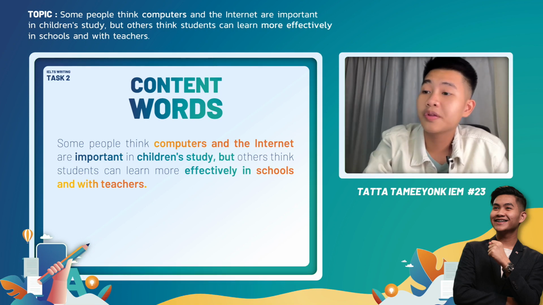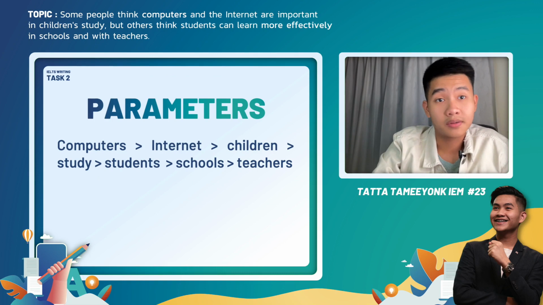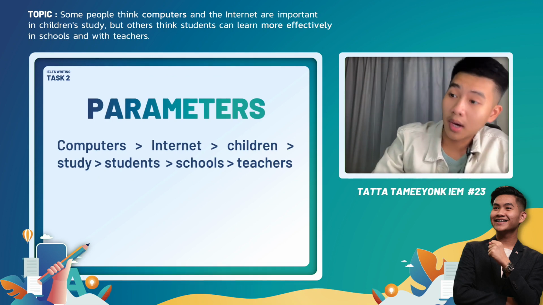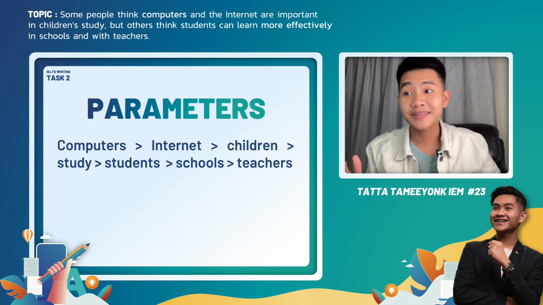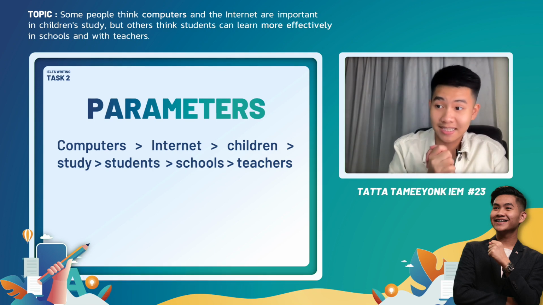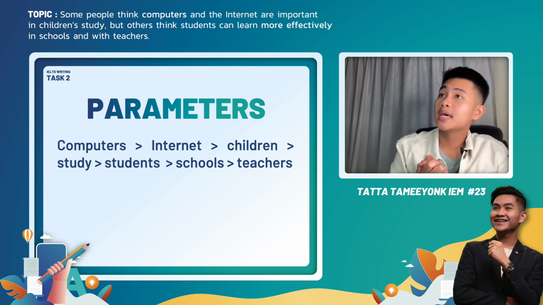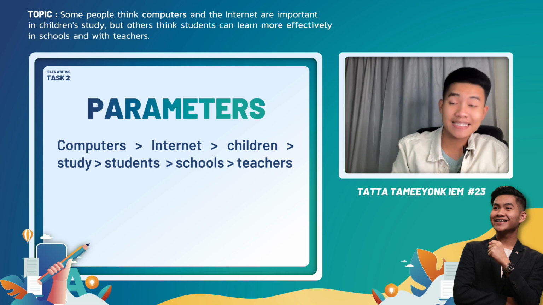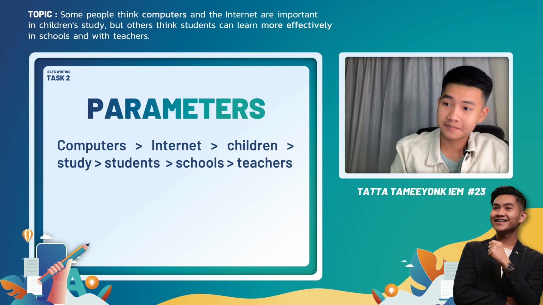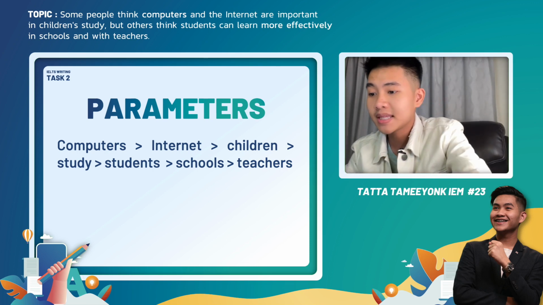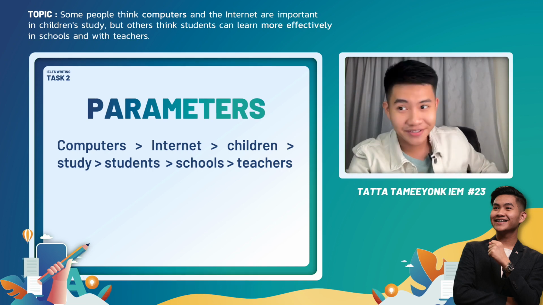Last, look for the parameters, which some call limiting words. What it does is control and limit the scope of what you are going to discuss. Those are computer, internet, children, study, students, schools, and teachers. These are the words that we need to stick to in order to keep the essay's consistency and relevancy at a decent level.